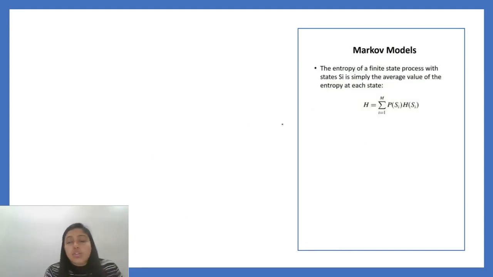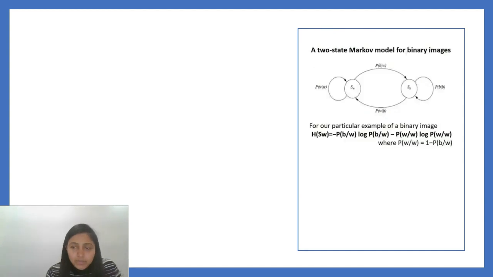So when we talk about the entropy of the model, the entropy of a finite state process with states Si is simply the average of each and every multiple: P(Si) times H(Si), the entropy at each particular state. This will be the total entropy of a finite state model. So when we take an example of this, it is a very important question. This is very important because as per the AKTU, this always comes in the question paper.